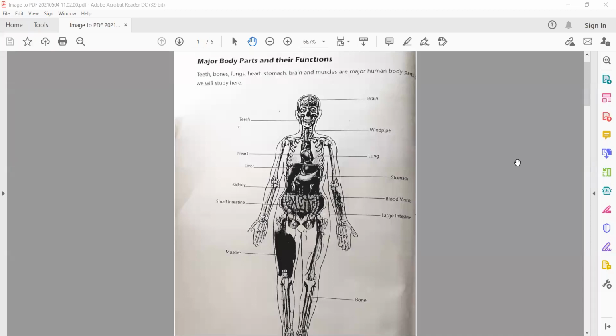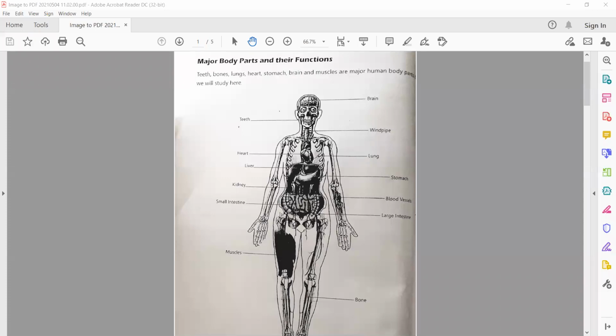Another body part given here is the liver. What is the function of the liver? The main function of the liver is that it produces the digestive juice called bile, which helps in digestion. Another function of the liver is that it helps to filter the blood and stores food energy in the form of glucose.